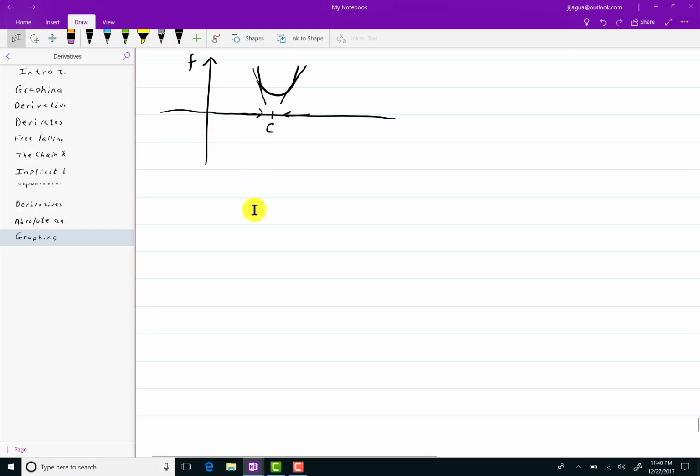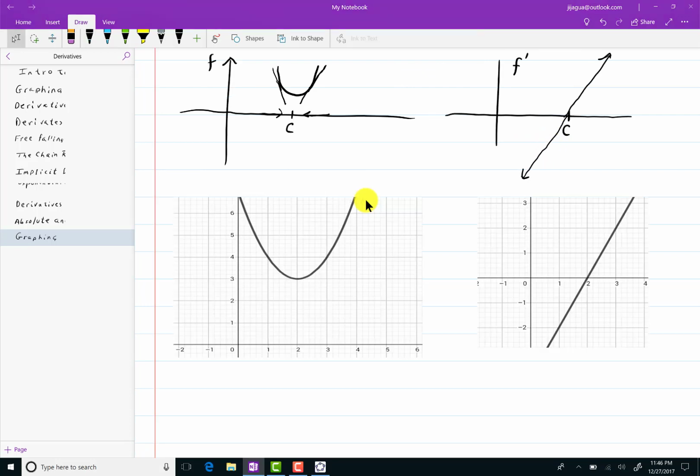So this is a situation where f prime will be 0 at C. But since the graph was decreasing, going down, f prime is negative until you get to C. At that place it'll be 0, but then when it gets past there it'll be positive. So you'll see something like this occurring. Now this graph doesn't have to be a straight line. It can have other forms, but the fact is right before C it's negative, and right after C it is positive.